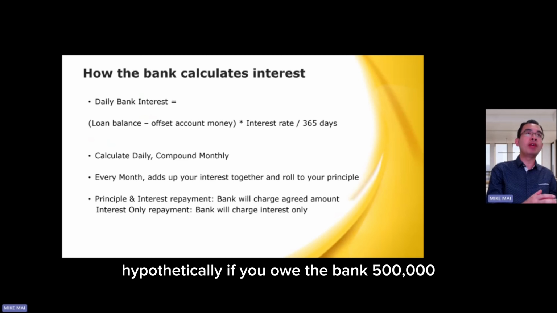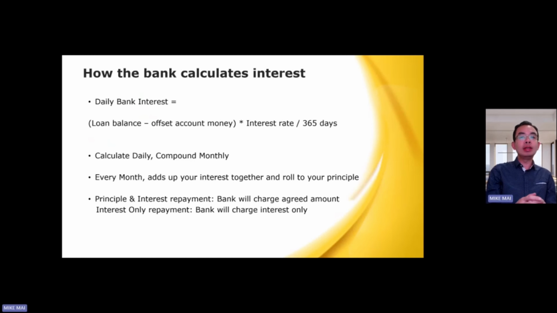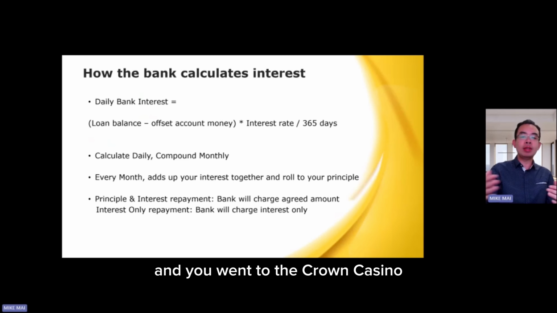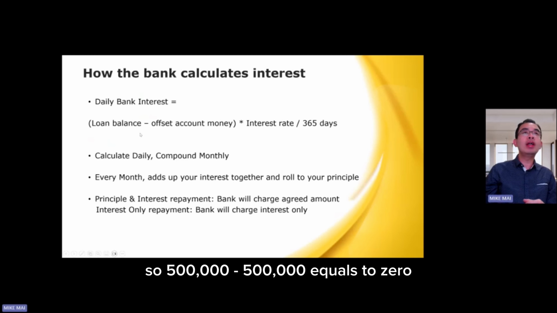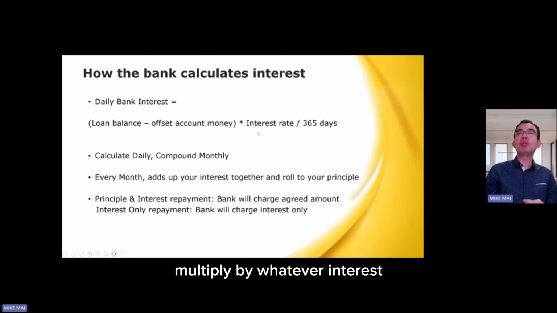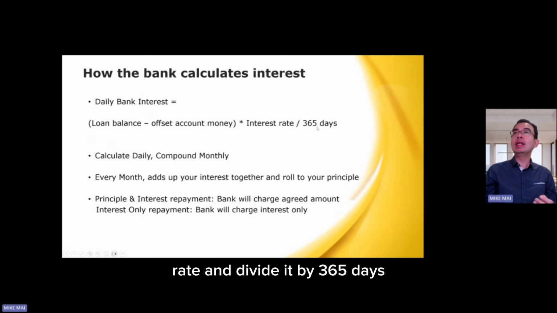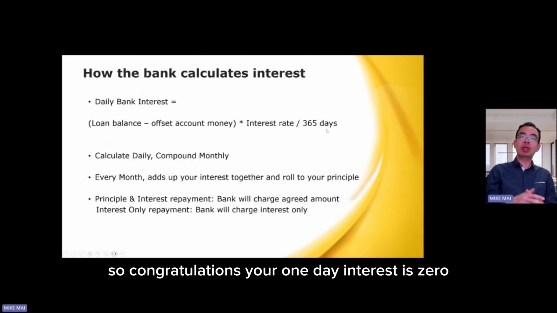Hypothetically, if you owe the bank 500,000 and you went to the Crown Casino and you won 500,000 in your savings account, then 500,000 minus 500,000 equals 0. Multiply by whatever interest rate and divide it by the 365 days. So congratulations, your 1 day interest is 0.